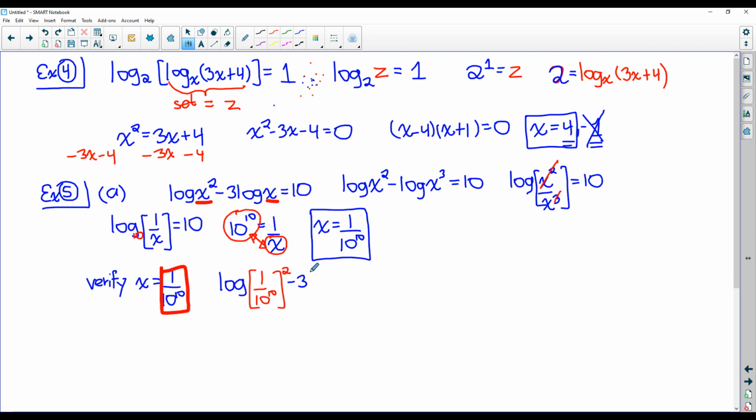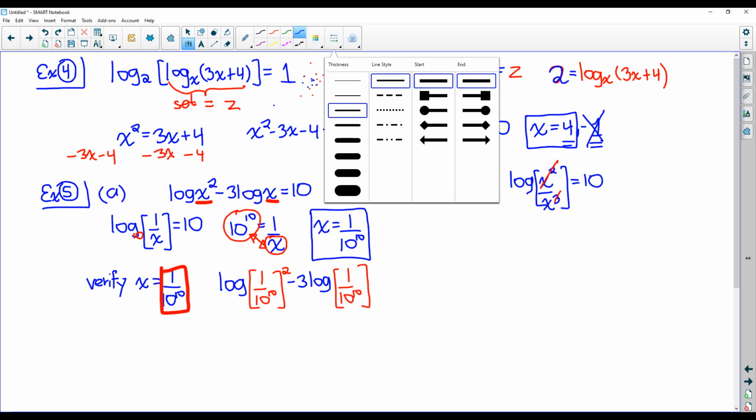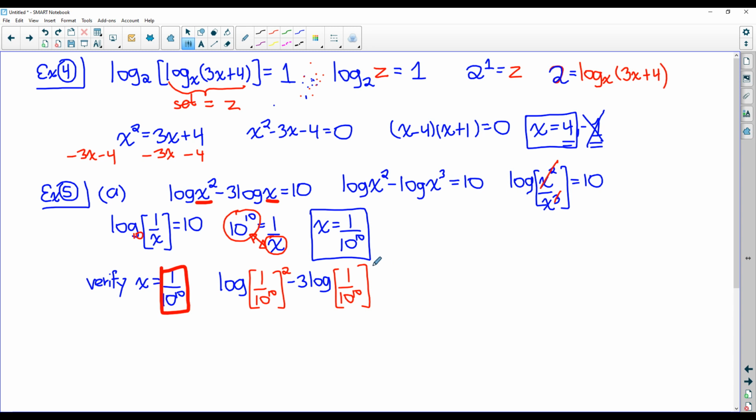And then minus 3 times log of 1 over 10 to the power of 10. And we're just checking to see if that's equal to 10. I would just plug this exact expression into your calculator, how I see it right there, and it will show you that both the left-hand side and the right-hand side are the same. So we have 10 is equal to 10.